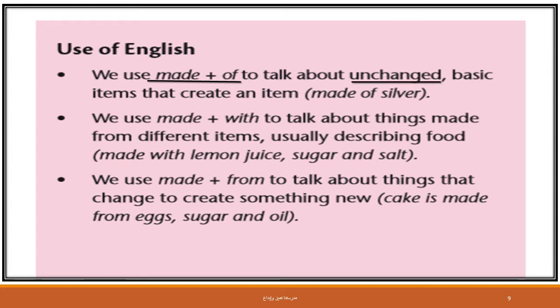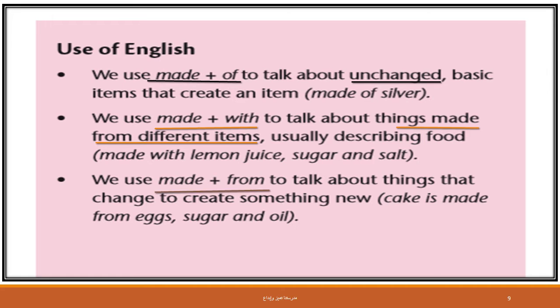What about made with? Made with, to talk about things made from different items. Usually describing food made with lemon juice, sugar, and salt. The ingredients, what I put in this food to make a dish. This is the meaning of made with. Things made from different items. More ingredients.